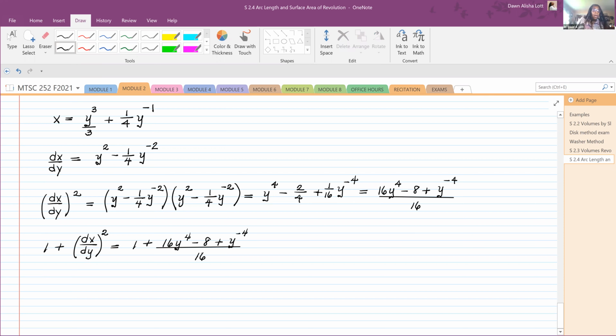I want you to find a common denominator and simplify that and make it look like something that I can integrate. And we will pick up here tomorrow.